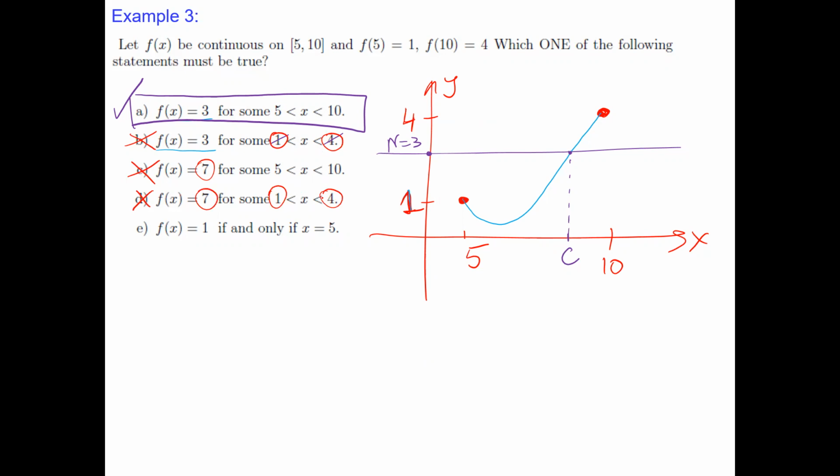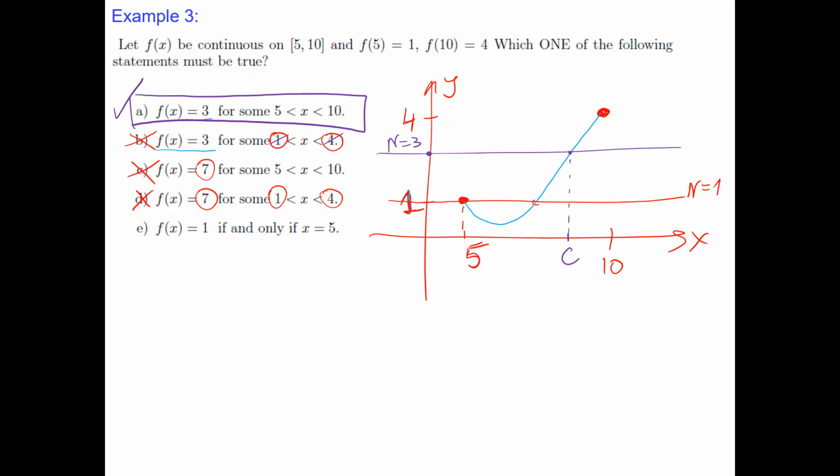Okay, we have to figure out the distractors. And the last one is interesting: f of x equals 1. Yeah, we may have the value 1. I can draw the line y equals 1. f of x equals 1 if and only if x is 5, because that was the given value, one of the endpoints, 5.